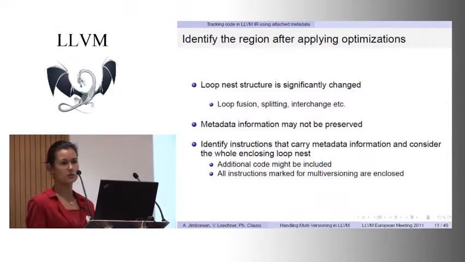So the approach that we took was to find back the instructions that carry metadata information and to consider the whole loop nest that encloses that instruction for multi-versioning. With this strategy, we have more code included. In many situations, there is additional code included beyond what was originally marked for multi-versioning, but we don't lose any information this way. So it was not a problem for us to include more code in the region, but the interest was not to lose any code.